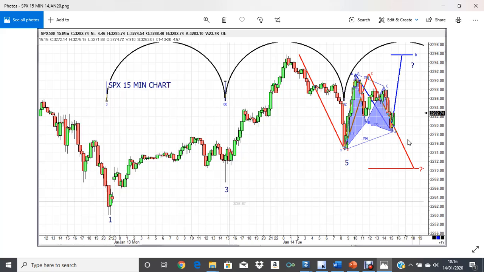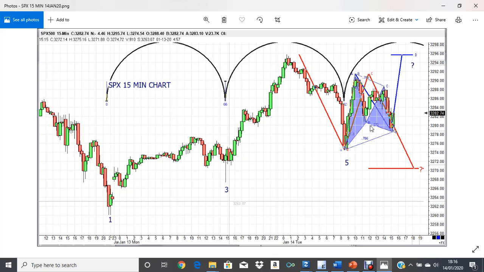Now, if this pattern fails, then it's likely to do this. A, B, C, D, that'll take you down to 1370. So when you look at this, see this bullish candle, you're at your 786 of your 1.27.